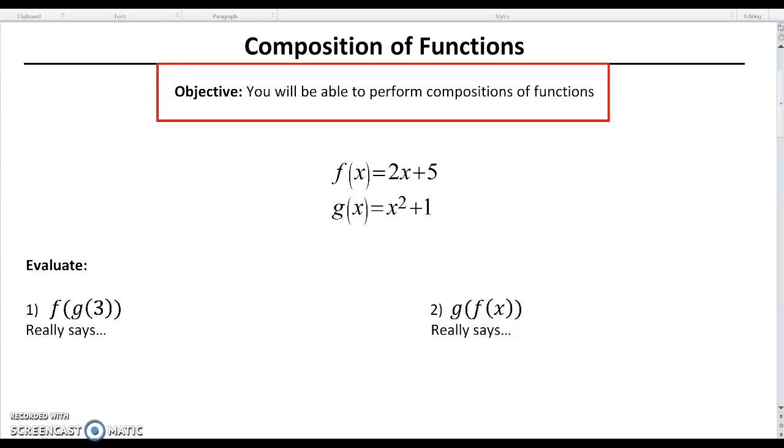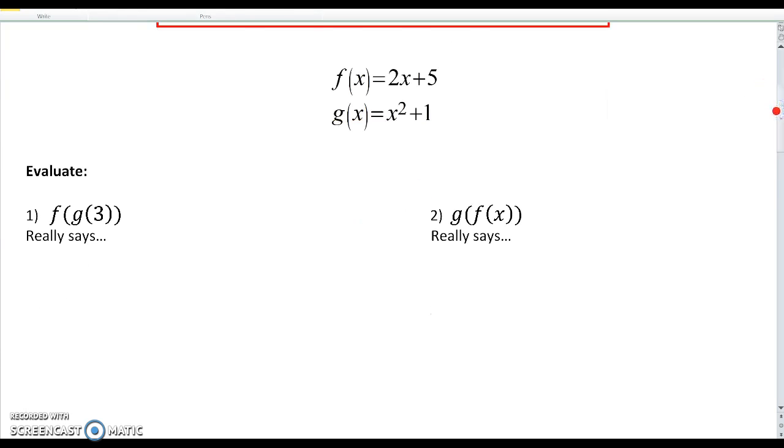Hi again. Today we're going to continue talking about functions and function operations, and this video is dedicated to one function operation, which is the composition of functions. So at the end of this, you should be able to compose functions. The two functions we're going to look at, f of x and g of x, should be very familiar from the last video. We're going to continue to work with those and figure out what composing functions really means.